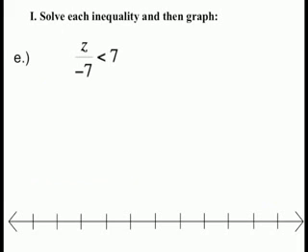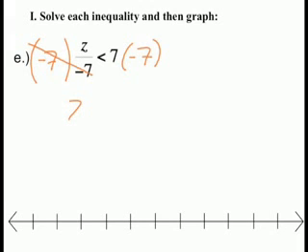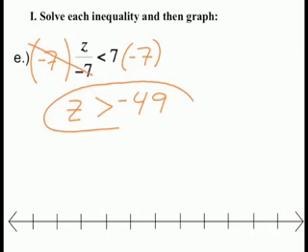z divided by negative 7 is less than 7. Here we're dividing by negative 7, so we undo that by multiplying both sides by negative 7. On the left side, the negative 7's cancel each other out. We're left with z. When you multiply by a negative, you must flip the inequality, and 7 times negative 7 is negative 49. So z is greater than negative 49.